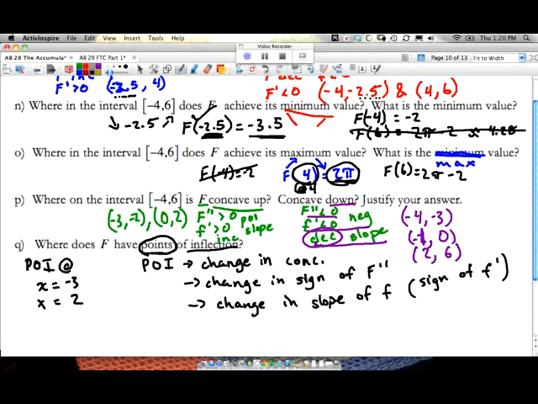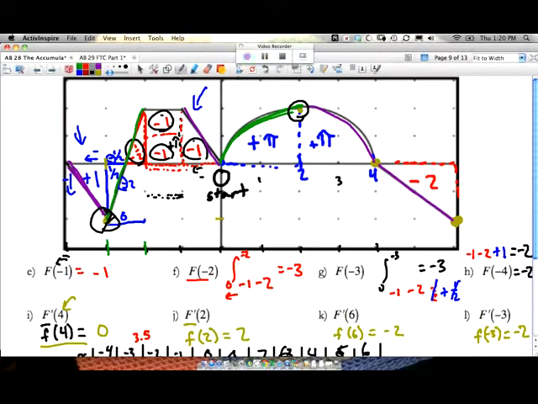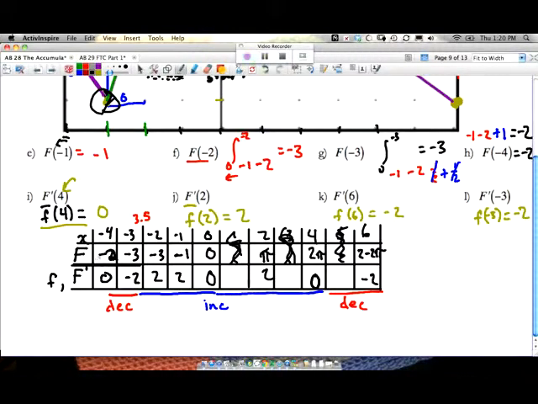So now I think we need to graph this. Ooh boy. Quick note, each tick mark on the y-axis is 2 units. So that means we're going 2, 4, 6, 8, and similarly this goes down to -8. So let's sketch the function of f. Good thing we made a table earlier, didn't we? Yes, we did. It's down here at the bottom of this page.